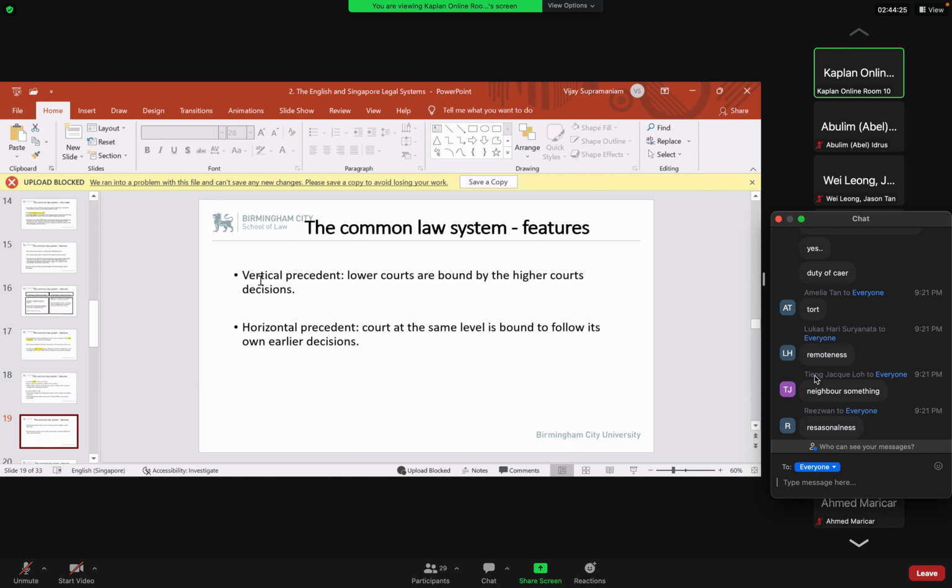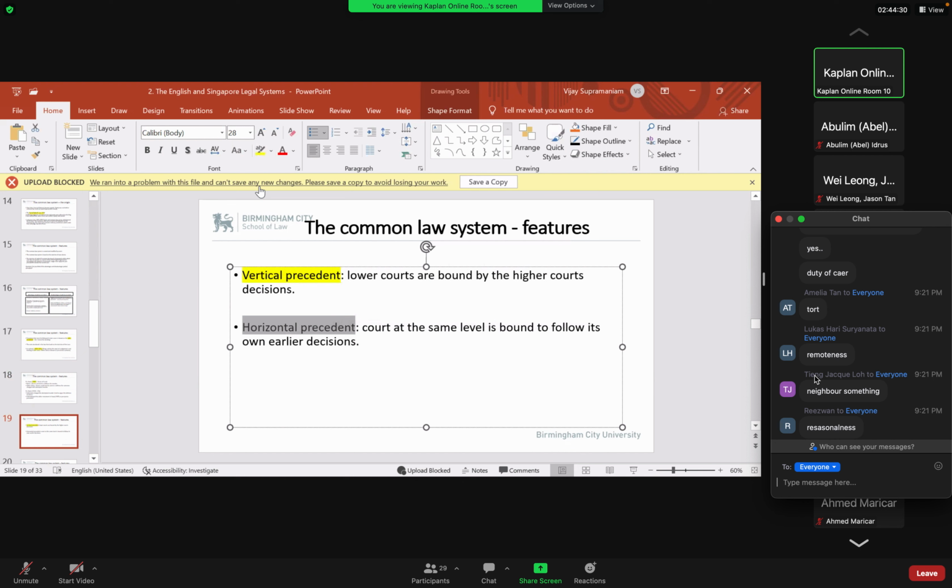I did explain to you about the vertical effect. We also spoke about the horizontal effect earlier. So vertical and horizontal effect, I don't have to explain that.